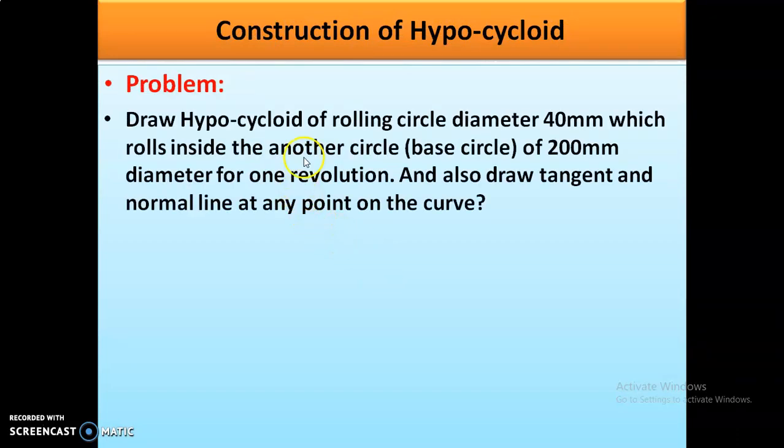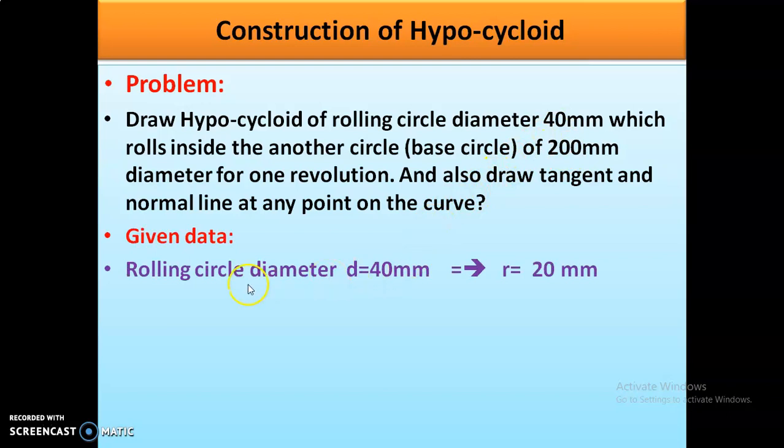Draw a hypocycloid of rolling circle diameter 40 mm, which rolls inside another circle of 200 mm diameter for one revolution. And also draw tangent and normal line at any point on the curve. So if we observe this problem, we have two values, that is 40 and 200. What is the 40? That is the diameter of the rolling circle, small d is equal to 40 mm. The radius of the rolling circle is 20 mm.